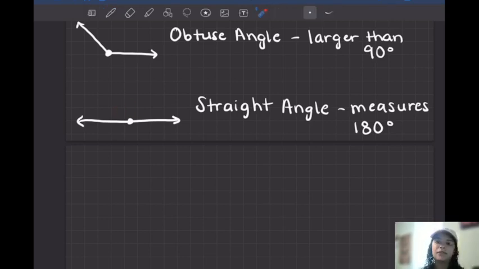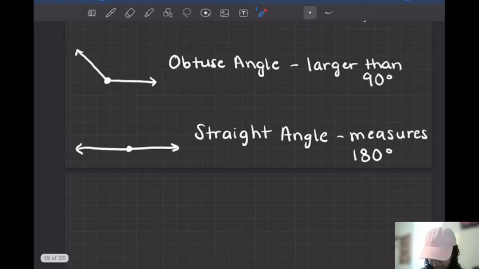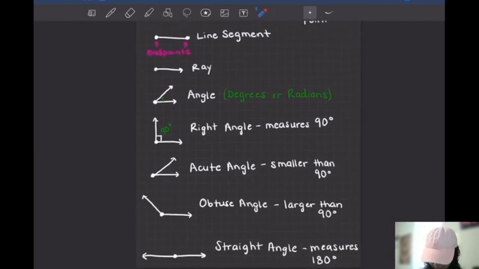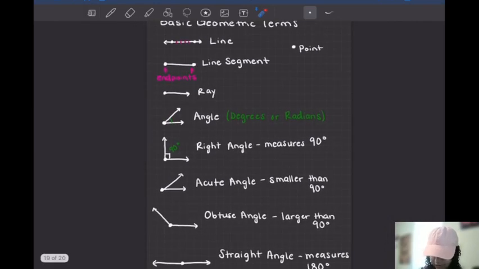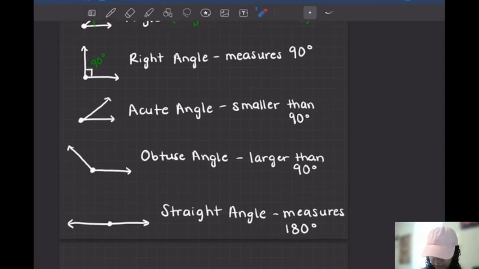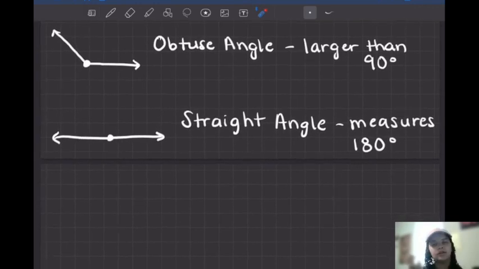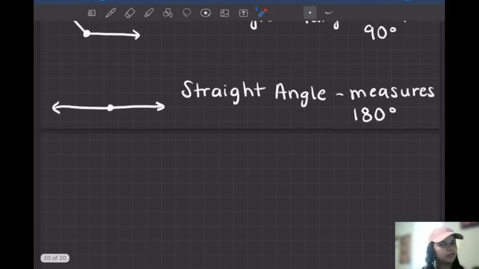Okay, the difference between a straight angle and a line, because I know that they look exactly the same. I can zoom out. So the line was up here. The difference between the straight angle and the line is that the straight angle, you're going to use it to help you answer some geometric questions, but you can also think of a line as measuring 180 degrees. Okay, so a line measures 180 degrees, so does a straight angle. We just called it a straight angle to differentiate between them.